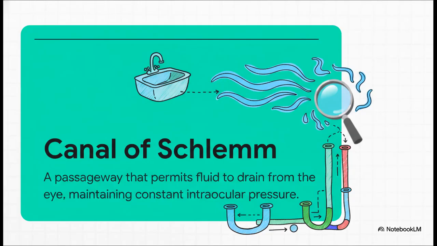Now, this structure right here, the canal of Schlemm, this is the hero of our story. This is the drain in our sink analogy. It's the final exit for all that aqueous humor. It lets the fluid get out of the eye and back into your body's main circulatory system. And as long as this little canal is working properly, the pressure inside the eye, called intraocular pressure, or IOP, stays constant and totally safe.